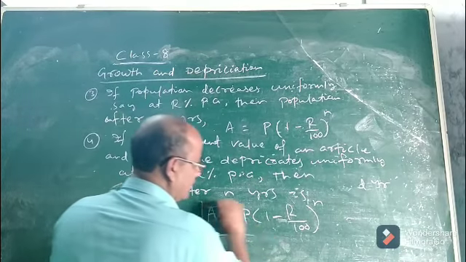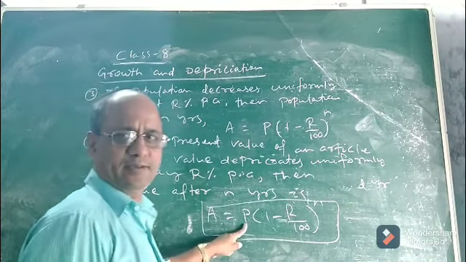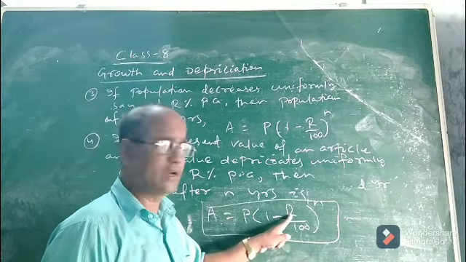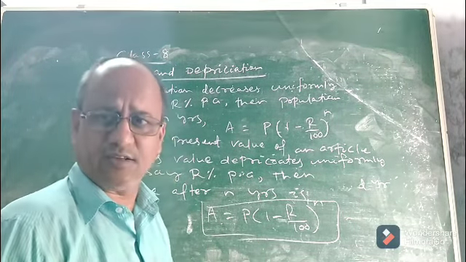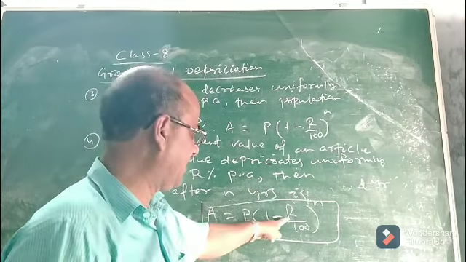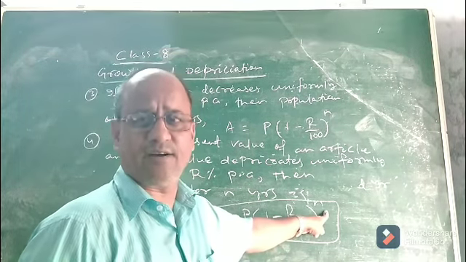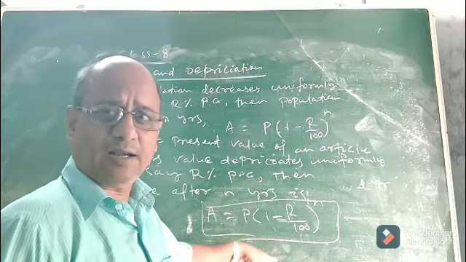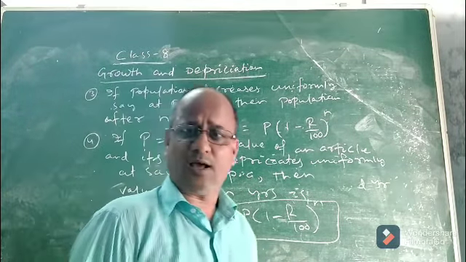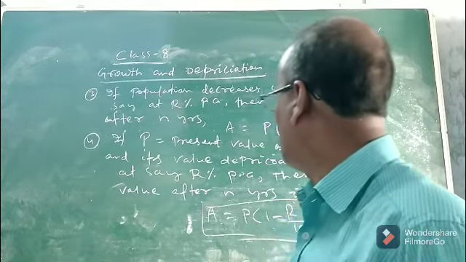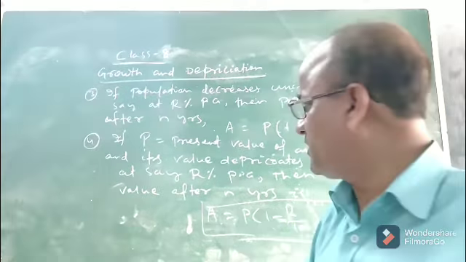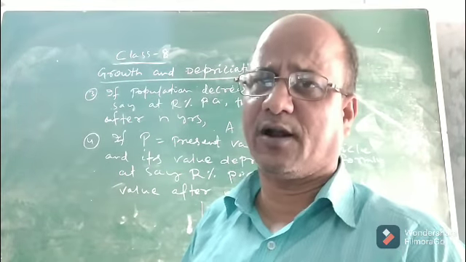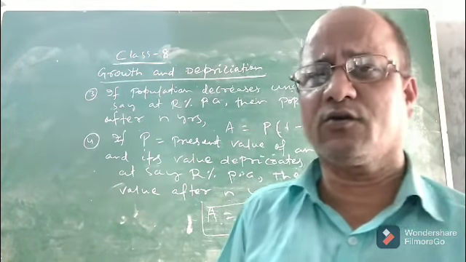See, children, what is P? P is the present value. And R is the rate at which the value is depreciating. And n is the given time period. So you will find the value of the article after n years using this formula, if the value depreciates uniformly at a rate of r% per annum. So these are four formulae on growth and depreciation.